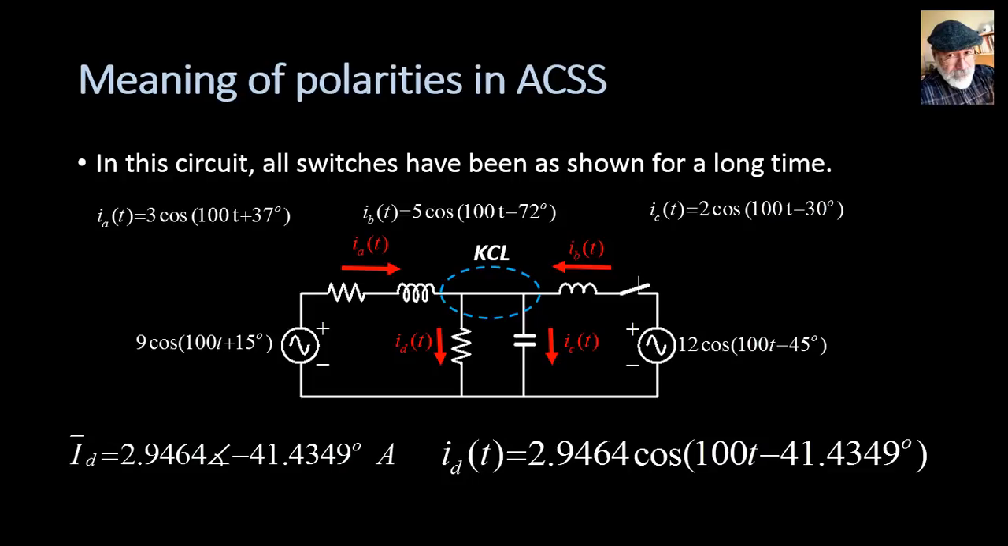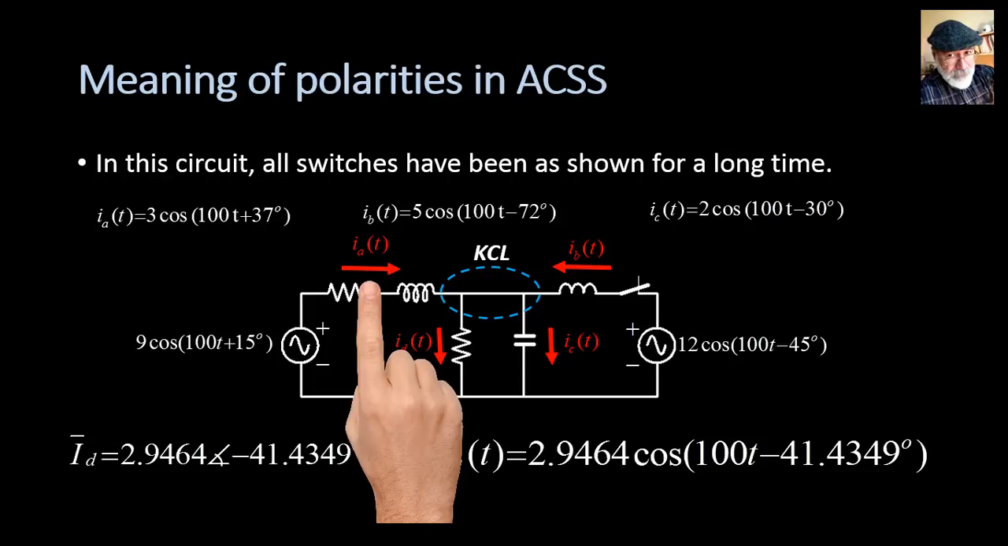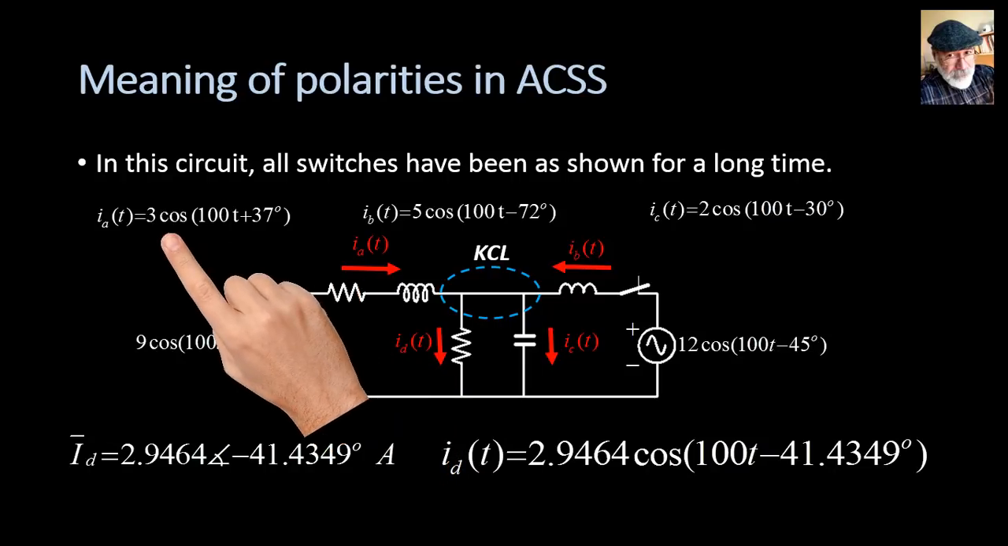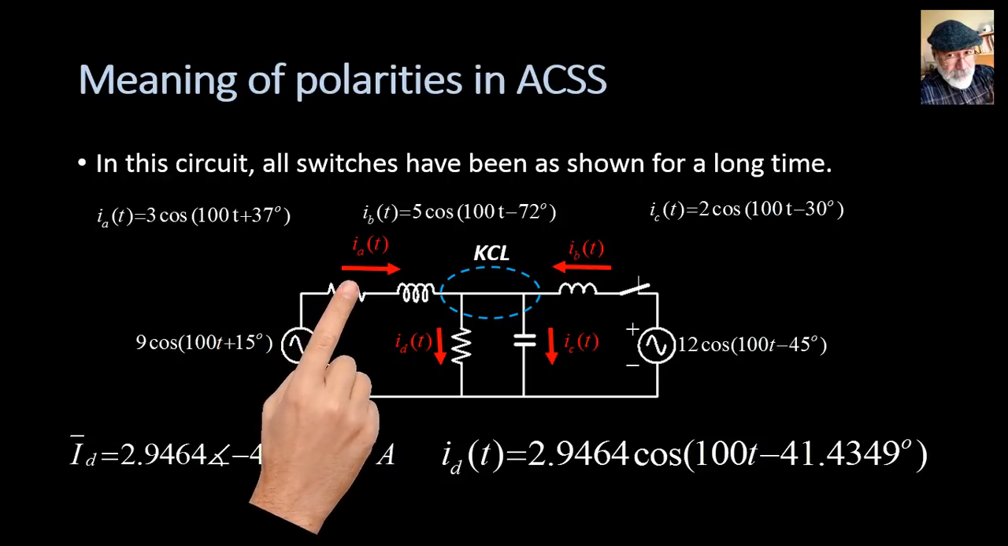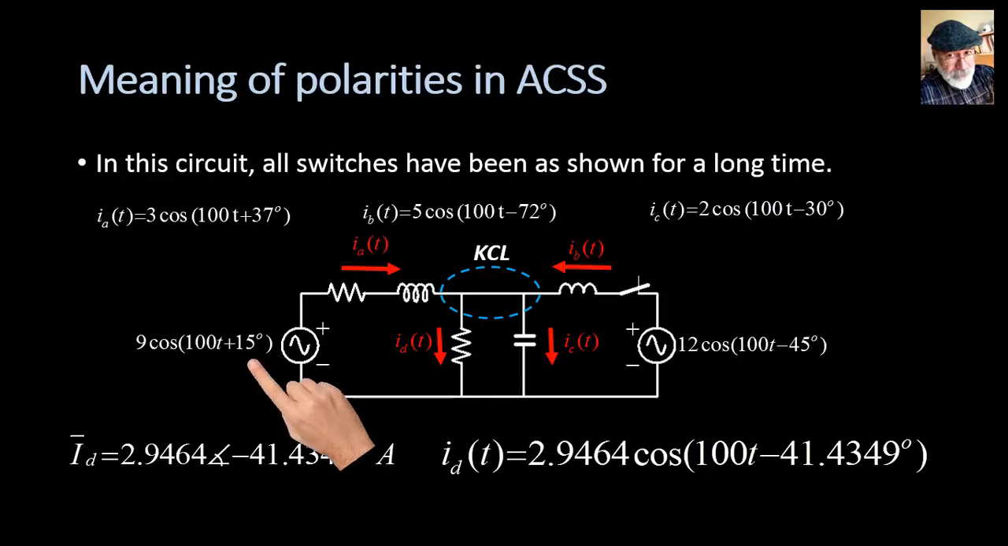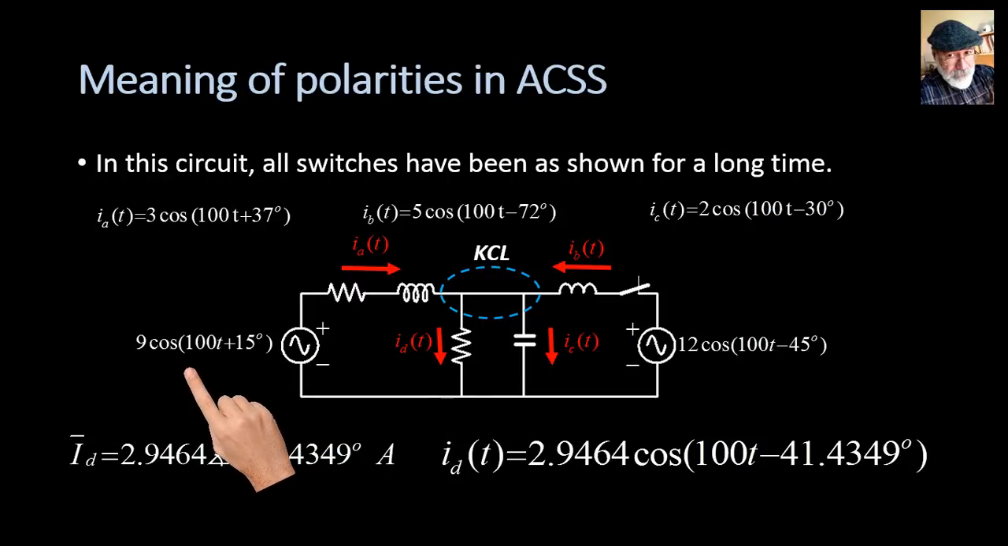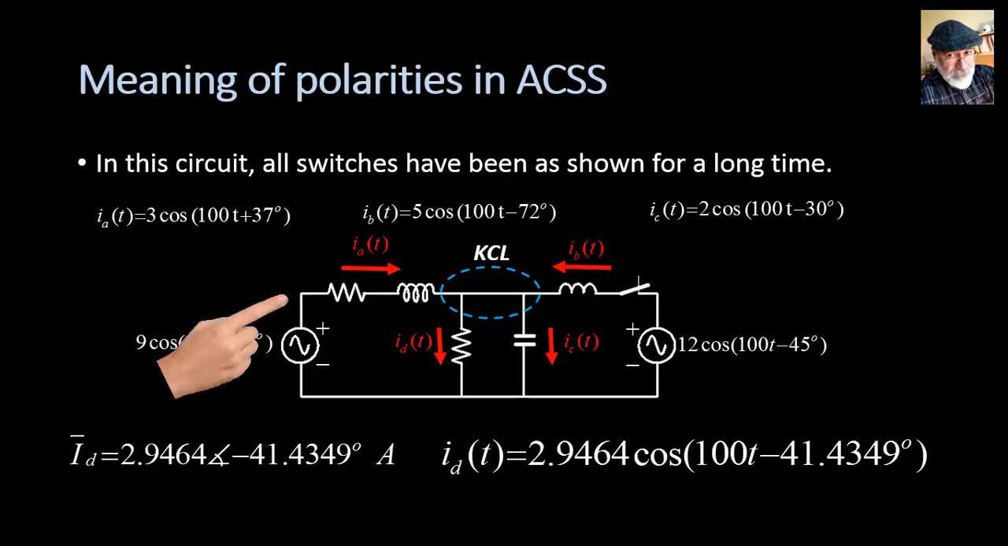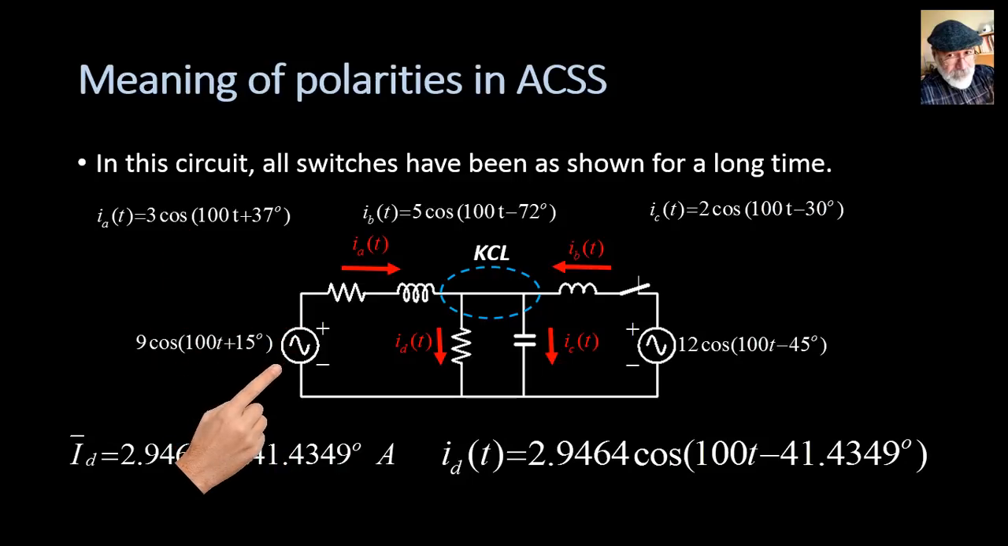What those arrows mean, for instance, the one of IA, is that when the function of time 3 cosine of 100t plus 37 degrees is positive, the current is flowing as the arrow indicates. And what about the plus minus? That signifies that when 9 cosine of 100t plus 15 degrees is positive, the top is higher than the bottom. That's the meaning of polarities in AC steady states. It is a convention.